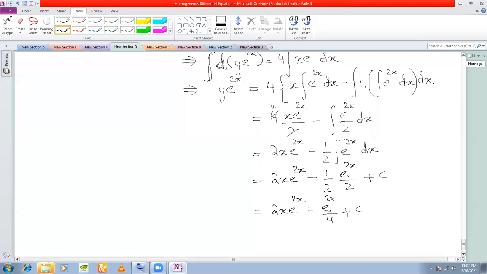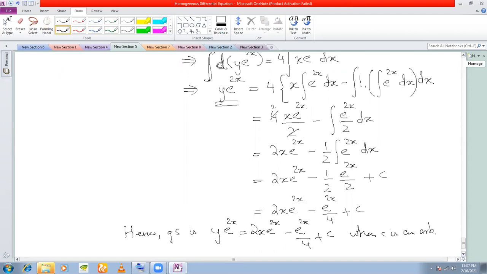Plus c. So what is the solution? Hence the general solution is y e to the power of 2x is equal to 2x e to the power of 2x minus e to the power of 2x by 4 plus c, where c is an arbitrary constant. Clear with this problem? Yes?